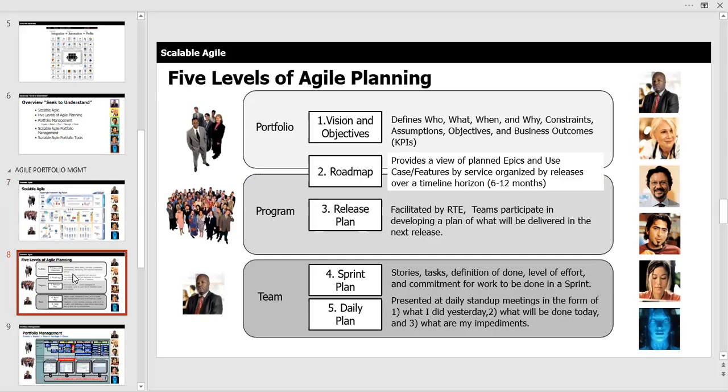So I want to touch on 5 levels of planning institutionally. Most Agile courses that I've participated in generally focus on roadmap, release plans, and daily sprinting transactions. What we're adding here is the idea of the highest level, which is the vision of the institution. So we're just going to start there. Vision defines who, what, when, why, the constraints, the assumptions, the objectives, and the business objectives in the form of key performance indicators or measures.